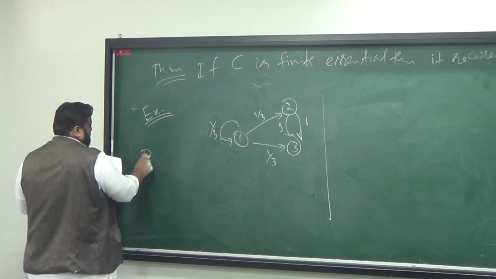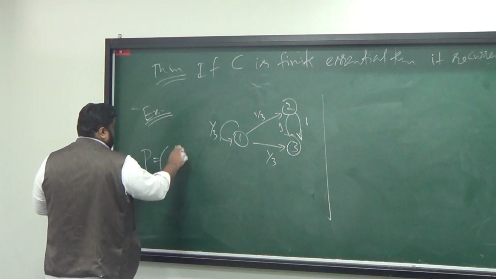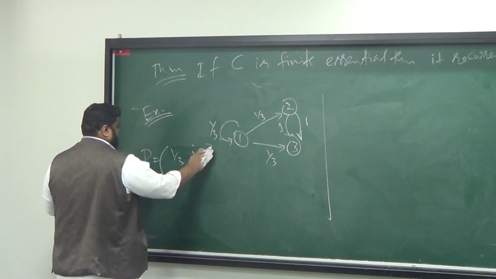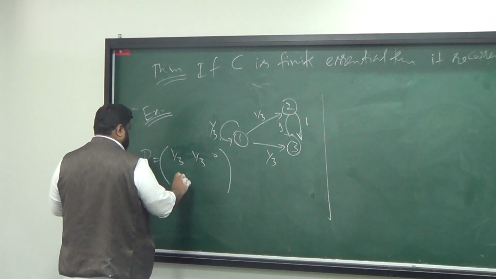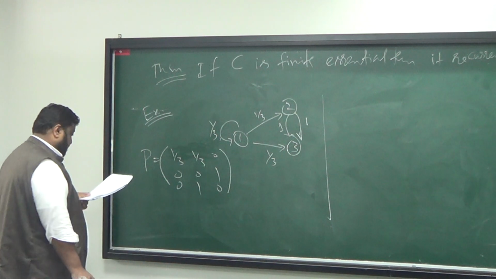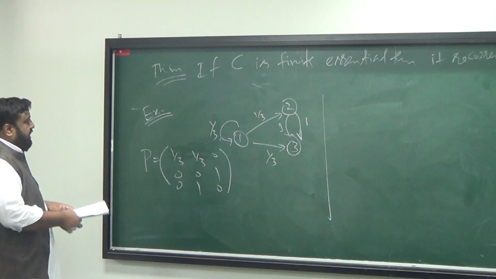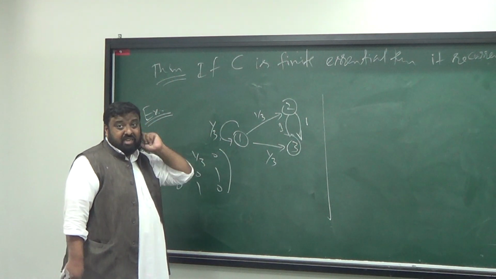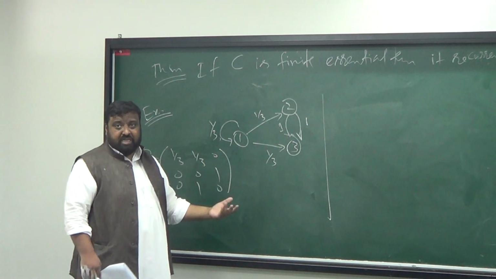So what would be the transition matrix for this? For states 1, 2, 3, for example, the first row is 1/3, 1/3, and so on, then 0, 0, 1, and 0, 1, 0. So I can see that 1 is a transient class. It's not recurrent. But the question is, can I see it mathematically?